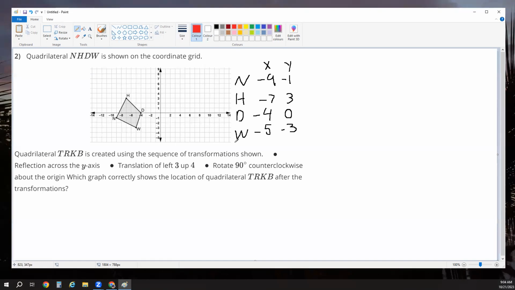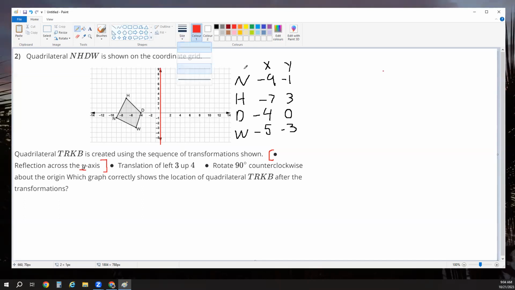All right, so my first transformation is a reflection across the y-axis. It's going to reflect across this axis right here. That's small, isn't it? That axis. There we go. Okay, so I'm not going to take the time to plot it, but I will derive the points.